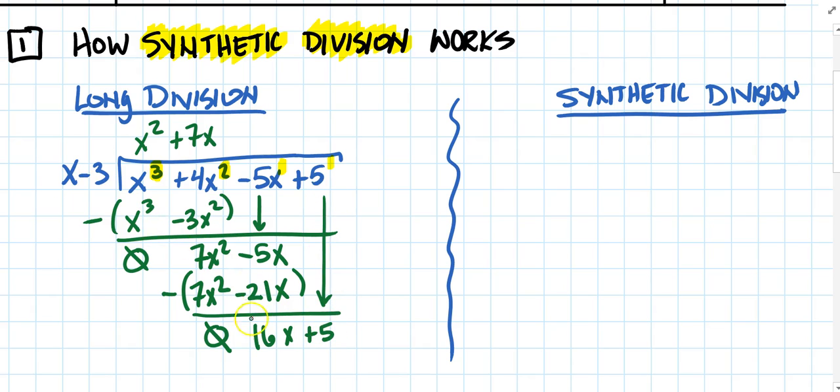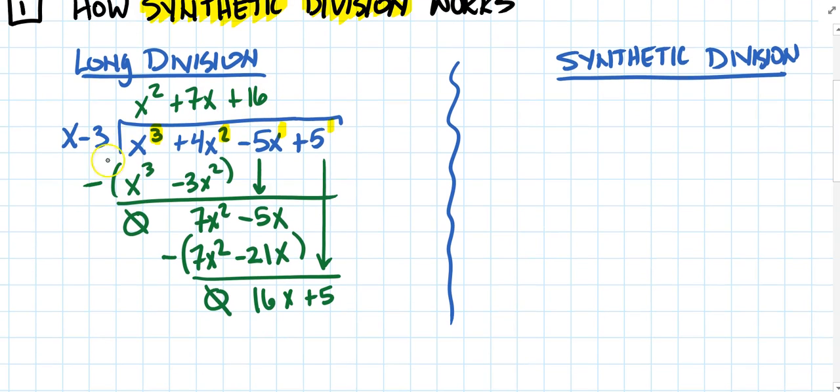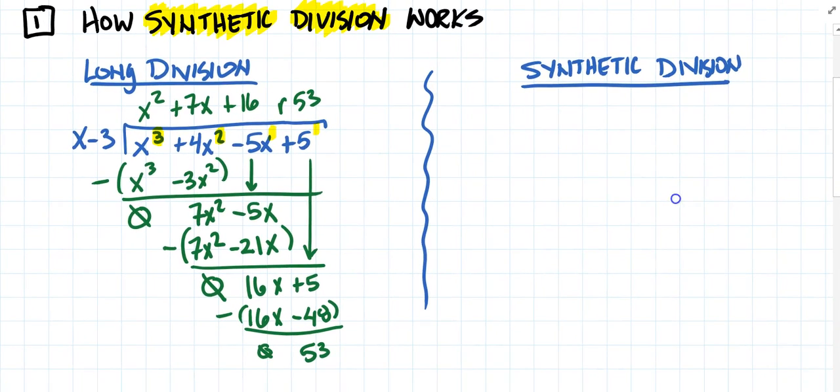Okay. X goes into 16x, a positive 16 times. Moving on up here. 16 times x gives me 16x. 16 times a negative 3 gives me a negative 48. Okay, subtract all this stuff again. So 16x minus 16x gives me nothing. And then 5 minus a negative 48 would give me a positive 53. So my remainder is worth 53. Okay, that was an example of long division, and we should have that part down.